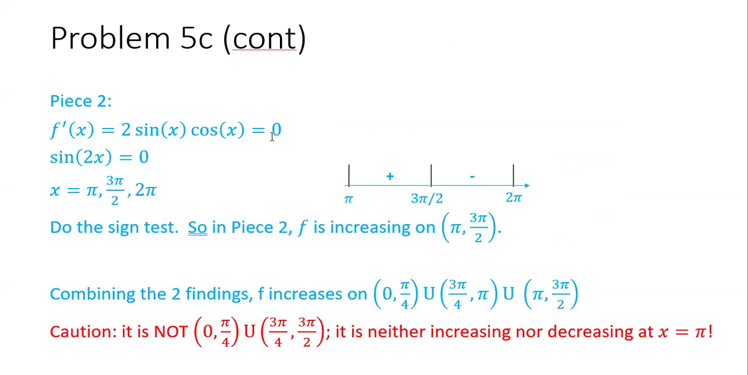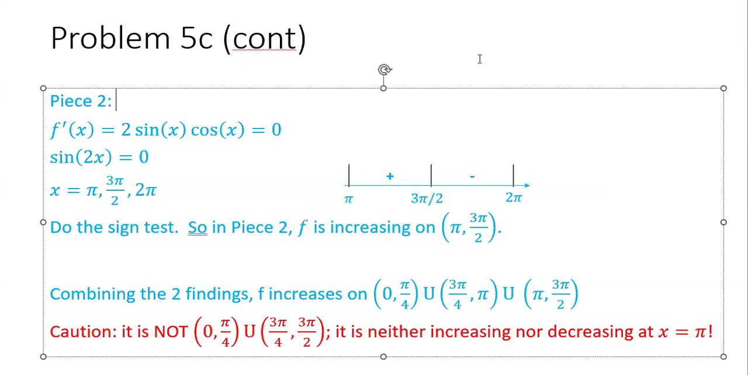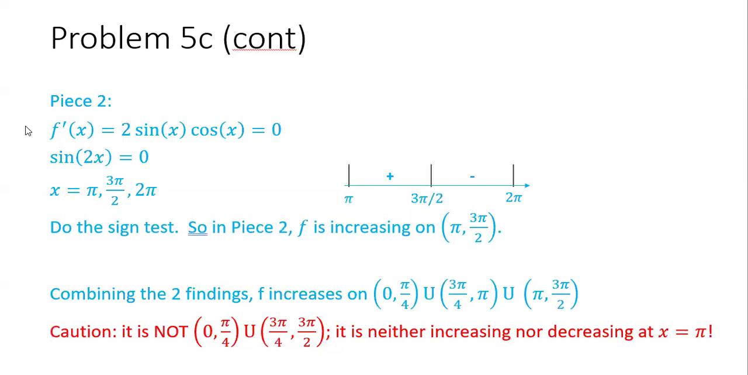Okay, now let's go to the other piece. Take the derivative, set it equal to 0. We can use another trig identity. This is just sine 2x, which helps us out a lot. So then x is pi, 3 pi over 2, 2 pi. Those are our critical points. We do the sign test. So this is what the result of the sign test is. Where's the derivative positive? From pi to 3 pi over 2. So it's only increasing in this interval.